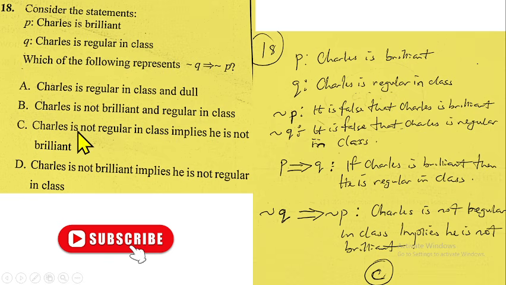Let's look at C. Charles is not regular in class, which is talking about negation of Q, implies he is not brilliant, which is talking about negation of P. If not Q, then not P. Let's look at the fourth one, Charles is not brilliant, which is talking about negation of P, implies is not regular in class, which is talking about negation of Q. But in this statement, negation of Q comes before negation of P. So that means option C is the correct option. Charles is not regular in class, implies he is not brilliant.